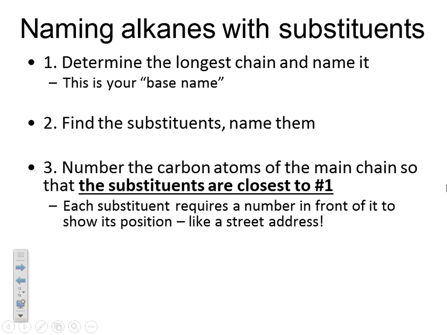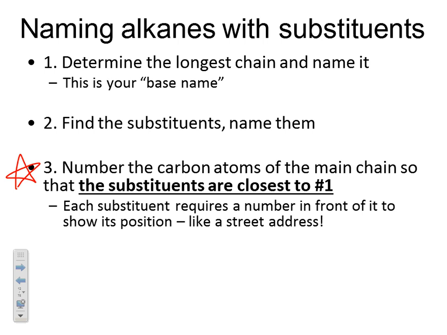Now remember, substituents end in yl, but they use the same prefixes for the number of carbons. So a one carbon substituent would be methyl, because meth means one carbon and yl means substituent. Then you want to number the carbon atoms of the main chain. This is a key point, so that the substituents are closest to the very first carbon. You can't just name the longest carbon chain and name the substituents. You also have to number the longest carbon chain so that you can give the substituents an address.